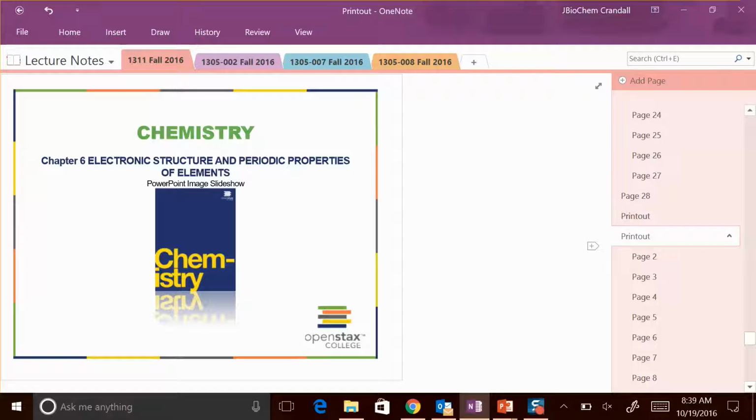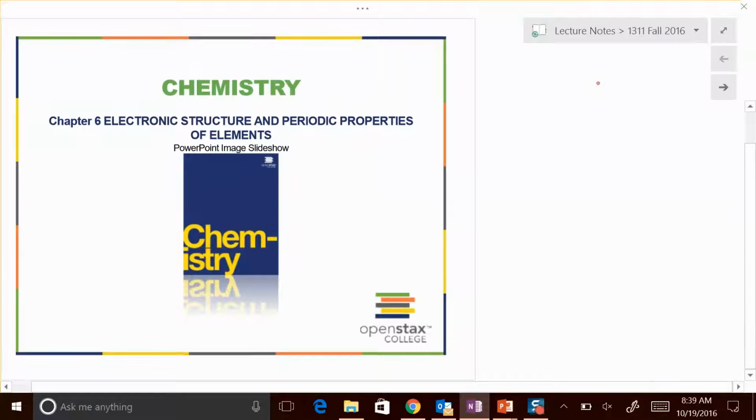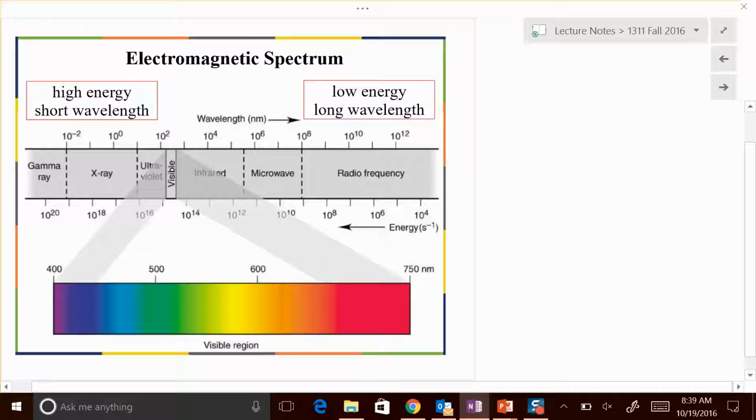Okay. So electron structure and the periodic properties of elements. So we're going to look in this chapter at where the electrons are located on these atoms. And here we're going to first try to understand light energy.